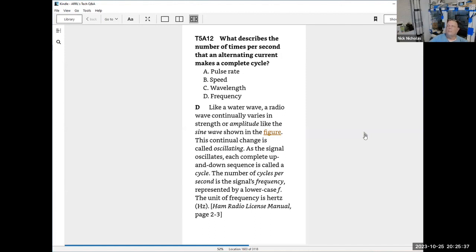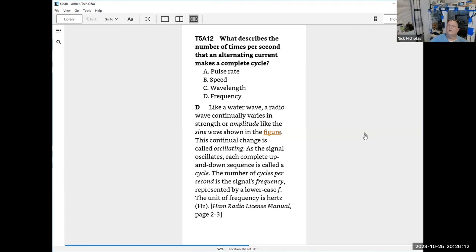It's the number of times per second that a current goes positive through zero, through negative max, and goes back up to positive again. It goes from zero up to positive max, back down to zero, down below to negative max, and back up to positive. One complete sine wave, that is the frequency.